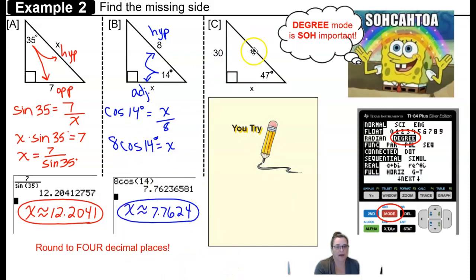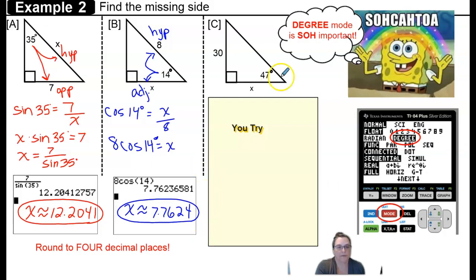Okay, so go ahead and pause the video and try example C on your own. You want to find the length of x, given the opposite side is 30 and the angle is 47 degrees. And then when you're ready, you can resume the video and we'll go over it together.